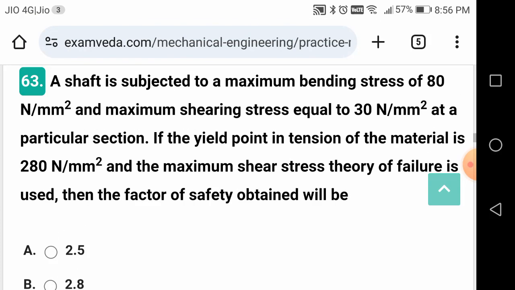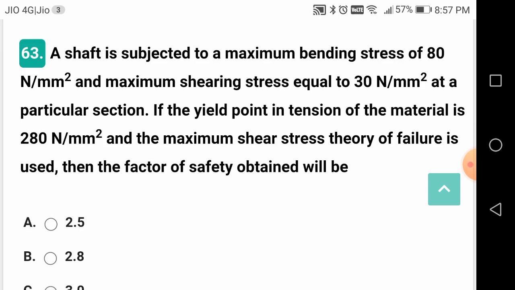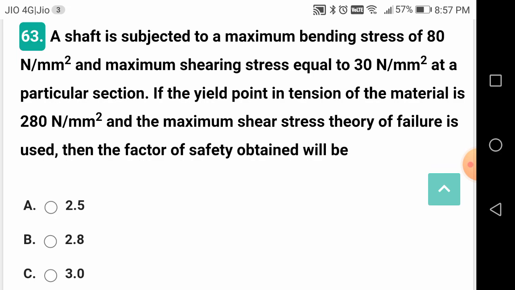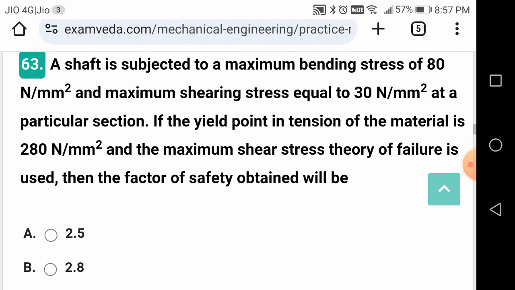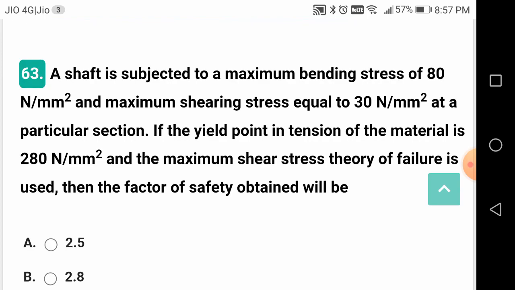A shaft is subjected to a maximum bending stress of 18 N/mm² (megapascals) and a maximum shear stress of 13 N/mm² (megapascals) at a particular section. If the yield point tension of the material is 280 N/mm² and the maximum shear stress theory of failure is used, then the factor of safety obtained shall be? The maximum bending stress is given, the maximum shear stress is also given, and the yield point tension is given.